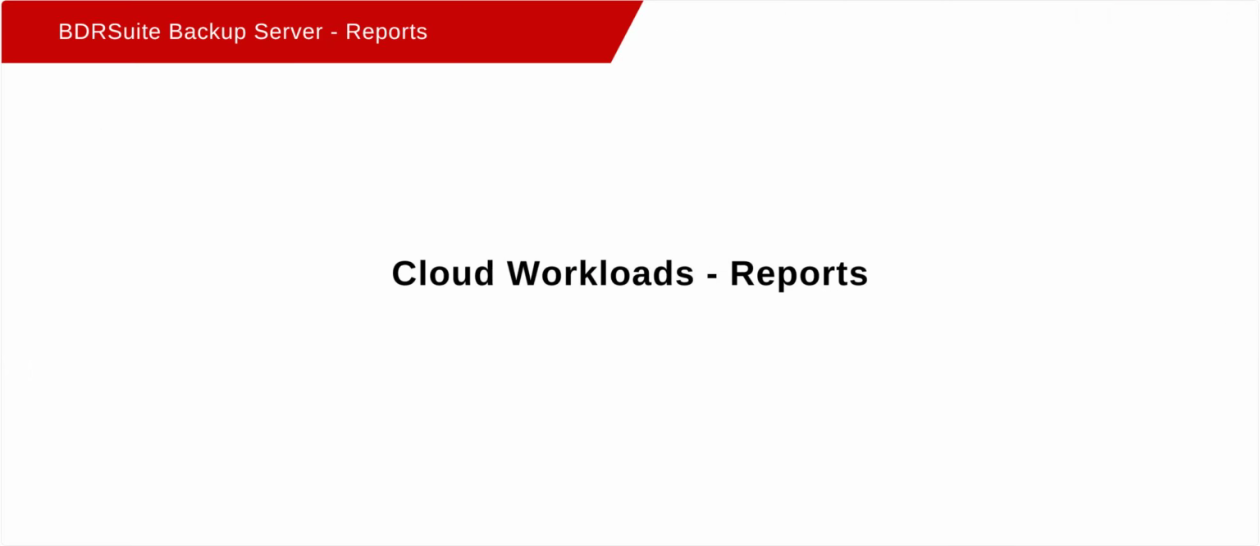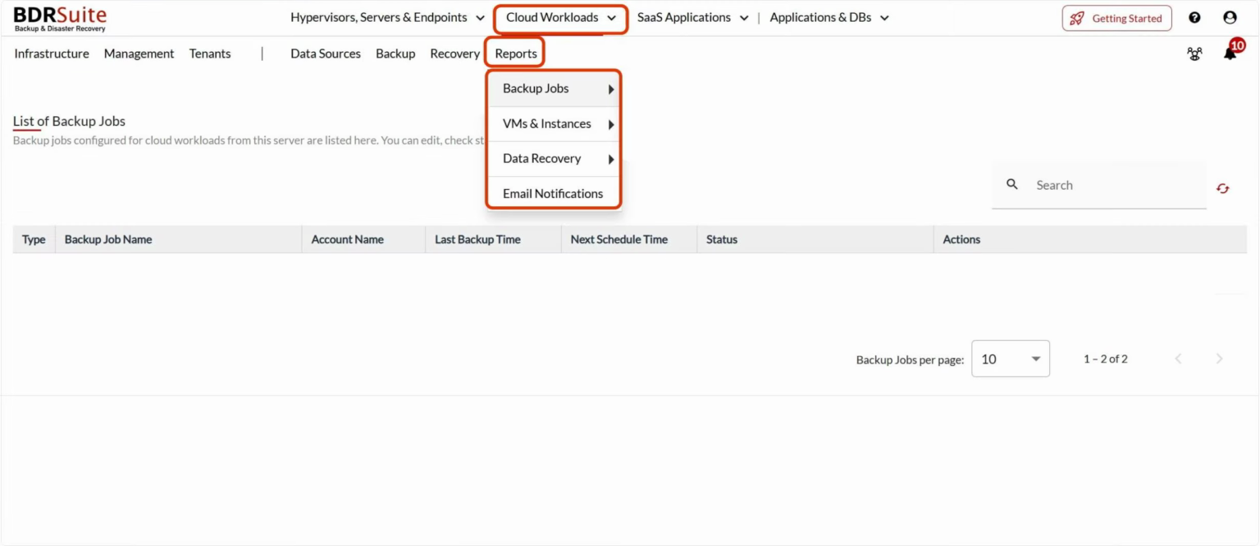We've covered the hypervisor, server, and endpoint reports. Now let's explore the cloud workload reports. To start, navigate to the Cloud Workloads tab and select the report. The Cloud Workloads section includes reports like Backup Job, VMs and instances, and Data Recovery.